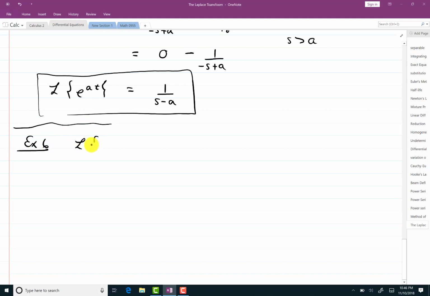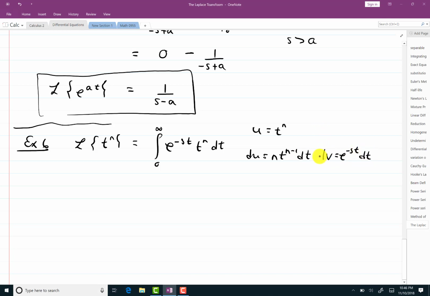Suppose I now do the Laplace transform of t to the n, where n is a natural number. That'll be the integral from 0 to infinity of e to the negative st, t to the n dt. Now what you'll do is apply multiple integration by parts. Where u would be t to the n, du would be n t to the n minus 1 dt. On the other hand, dv would be e to the negative st dt, and v then will equal negative 1 over s, e to the negative st.